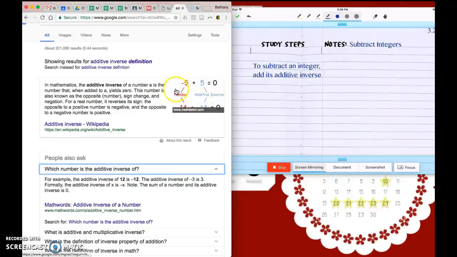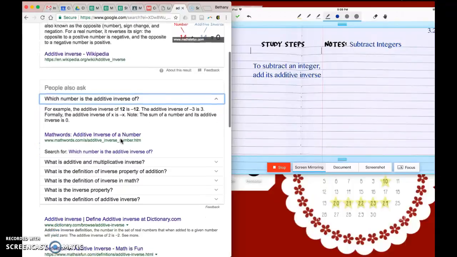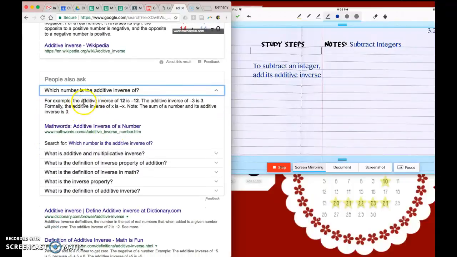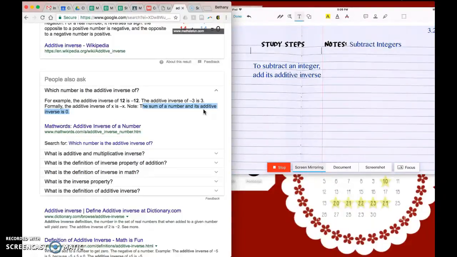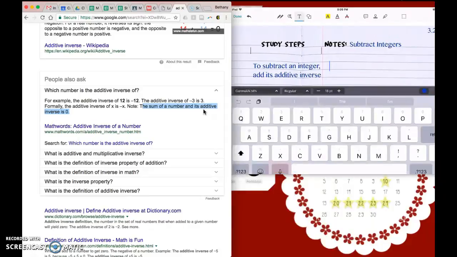It's a lot. So when I looked at this picture, it says the number is -5, the additive inverse is +5, and that will give you 0. I also looked to see any other definitions they had. So this one, for example: the additive inverse of 12 is -12. The additive inverse of -3 is 3. The additive inverse of x is -x. So basically what it's saying is the sum of a number and its additive inverse is 0. And I think that's the most clear definition, so let's add that one into our notes as well.